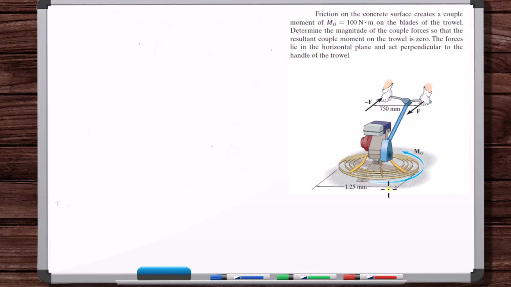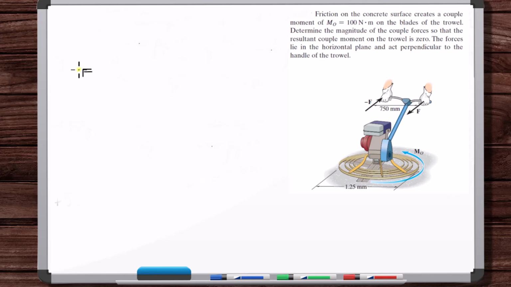To counteract that moment and hold this trowel steady, what's the magnitude of the forces from the hands on the handle need to be? Well, they give you this distance here, but that's just to confuse you. In this problem, this distance means nothing, or we don't need it. All we're going to do is say we've got these forces separated by 750 millimeters.